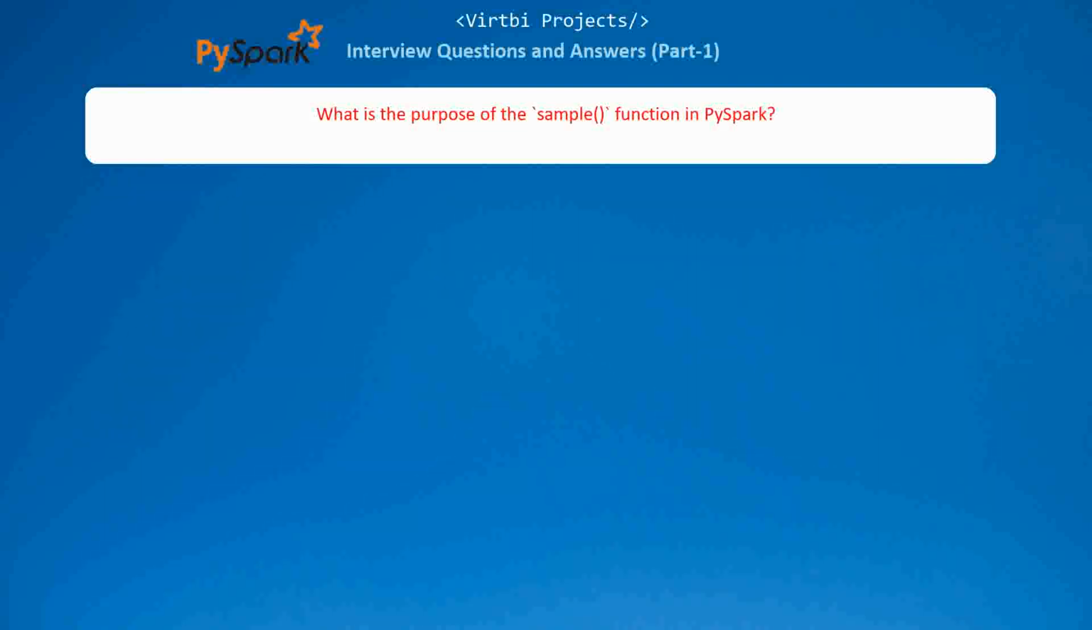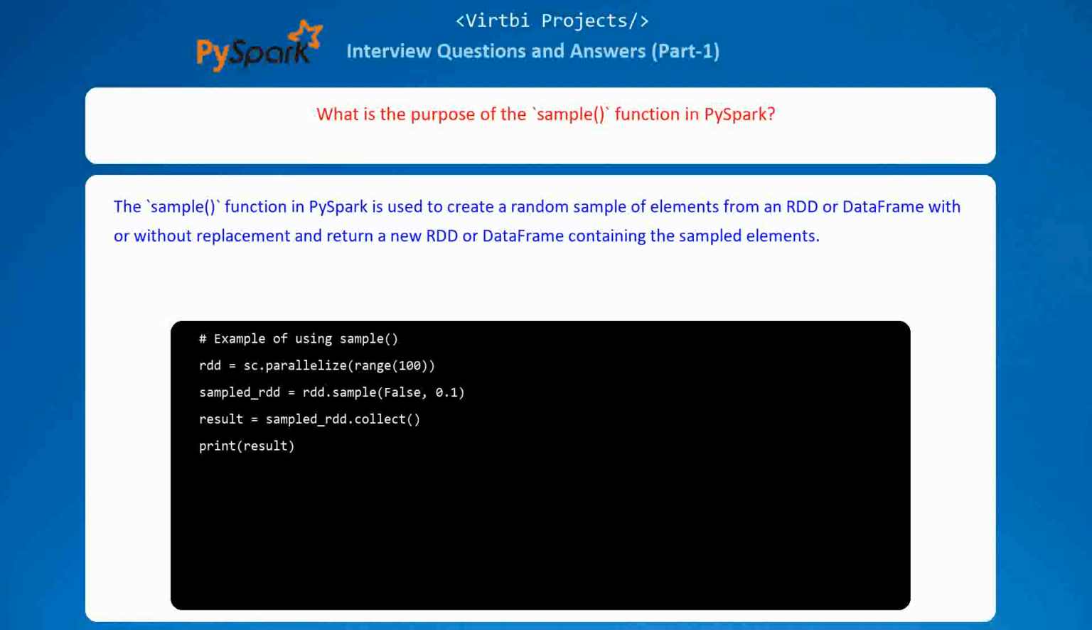What is the purpose of the sample function in PySpark? The sample function in PySpark is used to create a random sample of elements from an RDD or data frame with or without replacement and return a new RDD or data frame containing the sampled elements. In this example, we use the sample function to create a random sample of elements from an RDD without replacement.